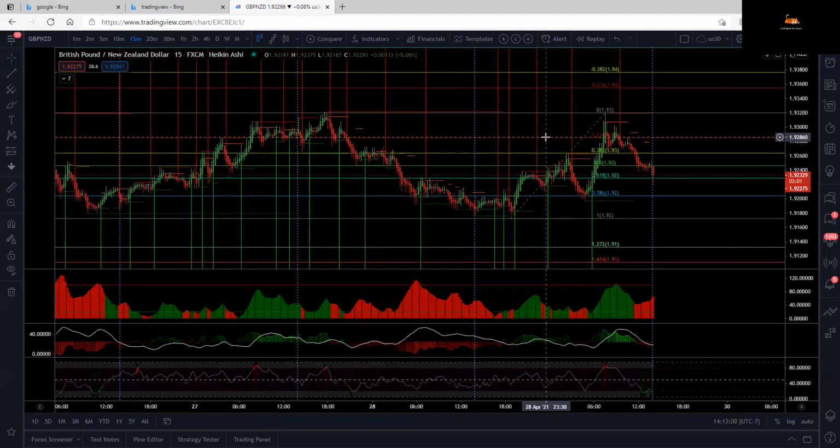When it was at the 236, what happened? Bounced around here, bounced around. Say if we was looking at it from here, bounced between this area here, and then it broke down. And where did it stop at? Another fib level, right?